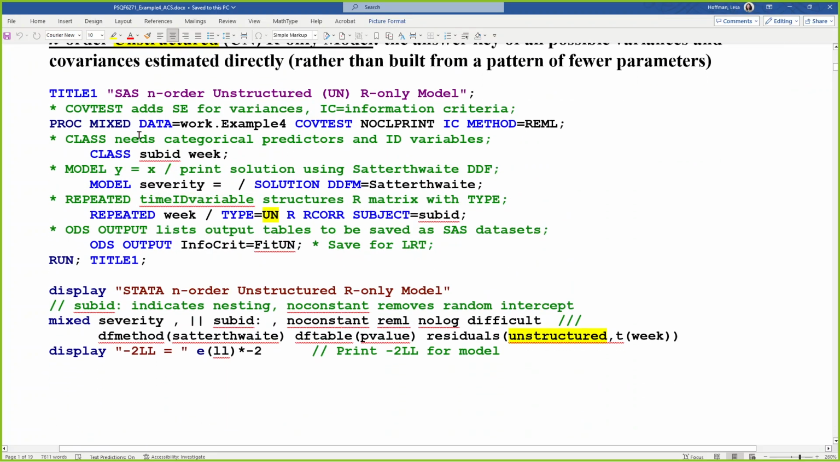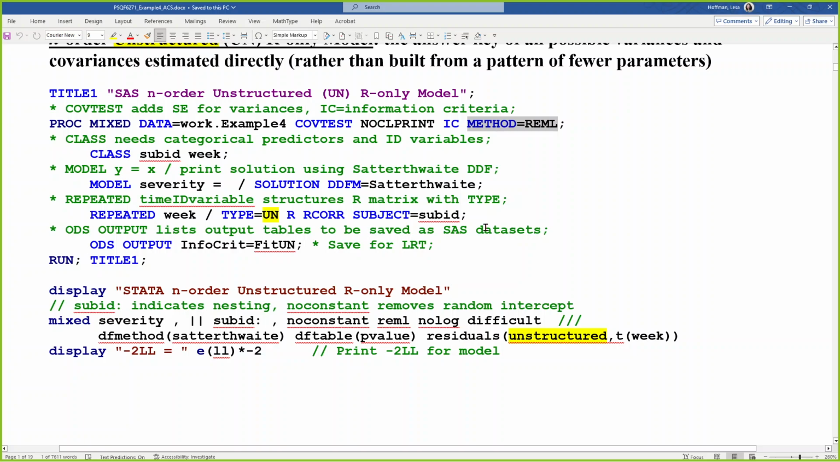So PROC MIXED is everything in SAS, the same way that MIXED is everything in Stata. It needs to know what data set you're using. It wants to know what you want to be printed. So COVTEST adds standard errors for the variance components. This thing shuts off extra output. This adds information criteria, more by default. And then METHOD=REML. Can you guess what that does?